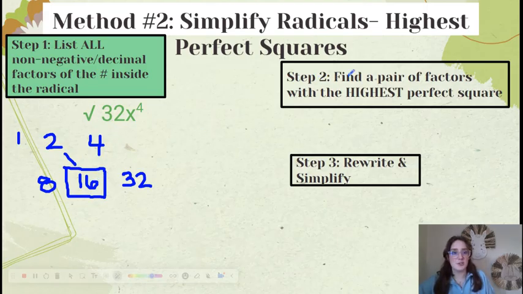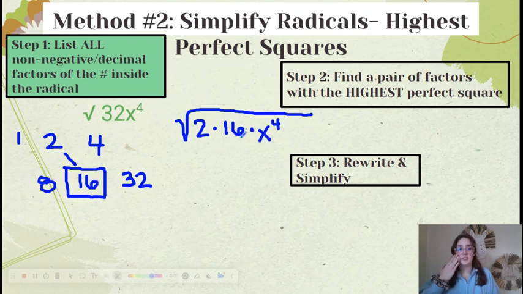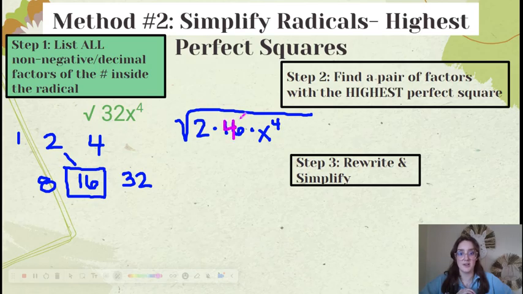All right, step 2 is to rewrite this. So we're going to rewrite it out, listing out all that's inside the radical. Again, you can still do that other method with changing it to be an exponent, right? 16 is 4 squared, but for the sake of this video, we're doing expanded form. All right, so 2 times 16 times x to the power of 4. So remember, our goal is looking for perfect squares. We know that 16 is a perfect square. We know that 16 is really saying that this is 4 squared, right? 4 squared. Index is 2.